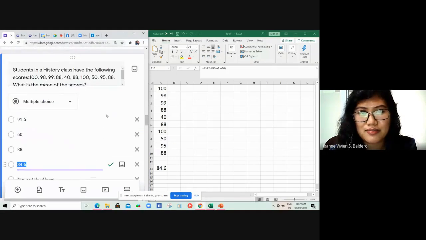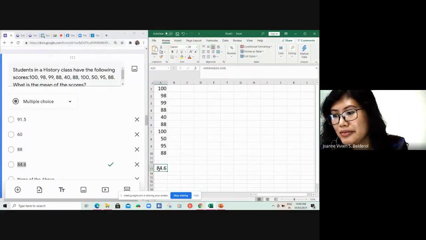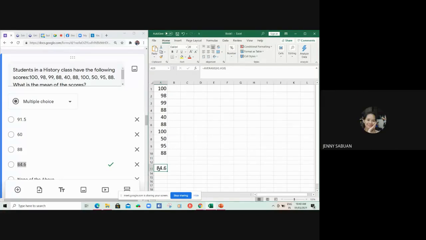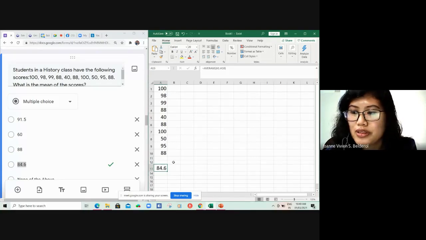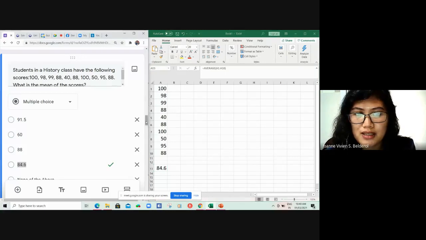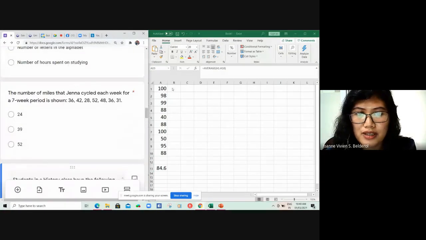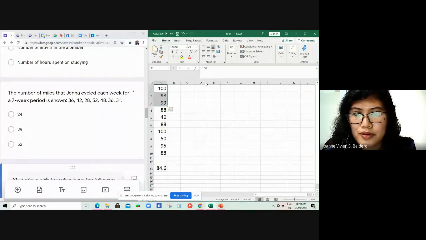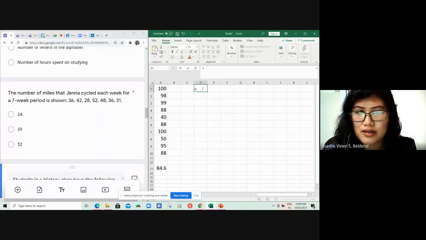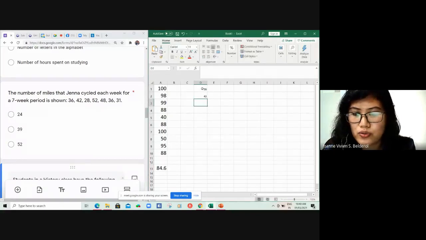Computing the mean, were you able to follow? Yes, ma'am. Okay. Now, what if we want to compute the median? For the median, for example, let's copy first the data: 36, 42, 28, 52, 48, 36, 31.